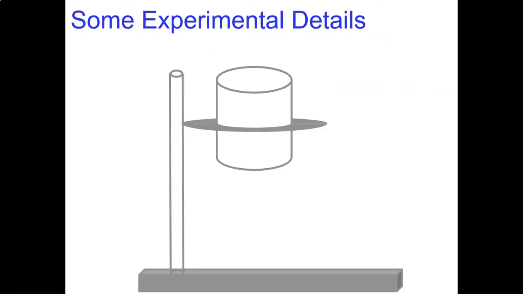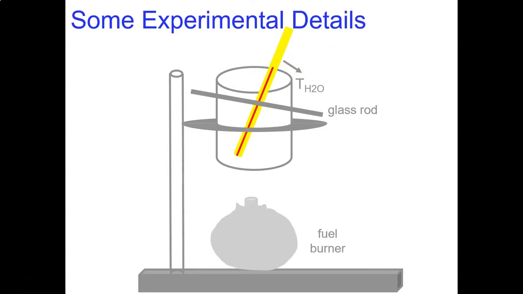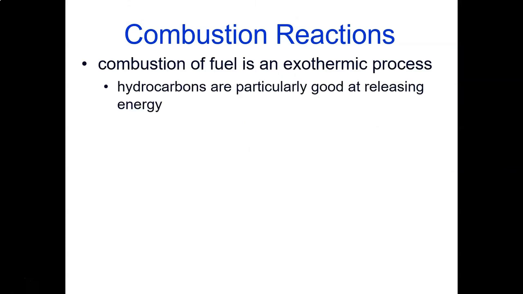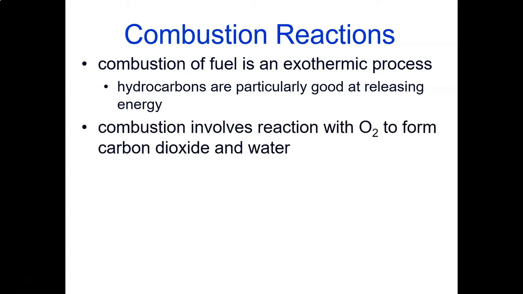So first we will have an empty can on the ring, and then we have some water inside the can. We measure the temperature of the water. Next we have a fuel burner underneath the can. We will burn the fuel and the heat will transfer to the water in the can. And in this case we have a combustion reaction. The combustion of fuel is an exothermic process. Hydrocarbons are particularly good at releasing energy. Hydrocarbons are compounds that have hydrogen and carbon, and generally gasoline is a form of hydrocarbons.